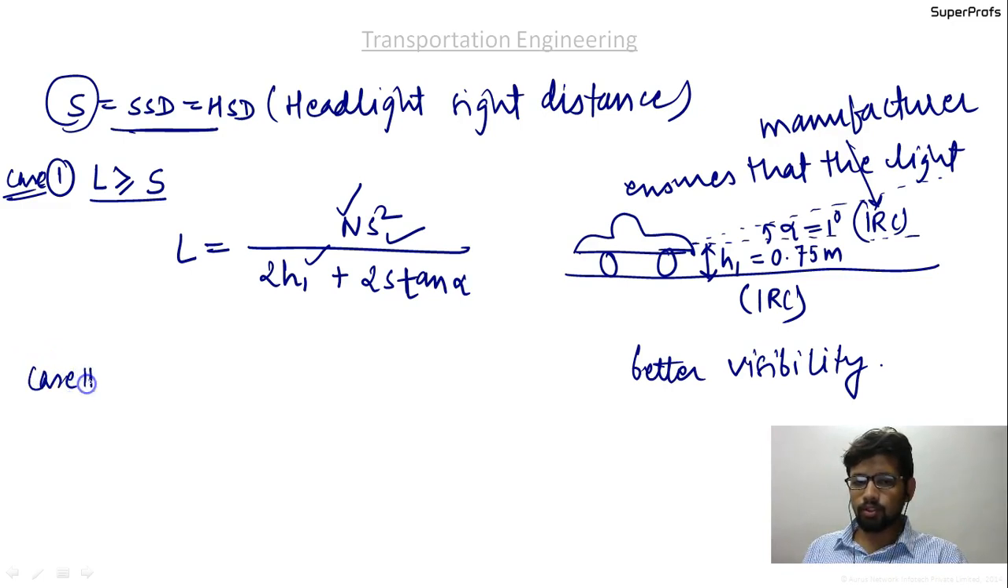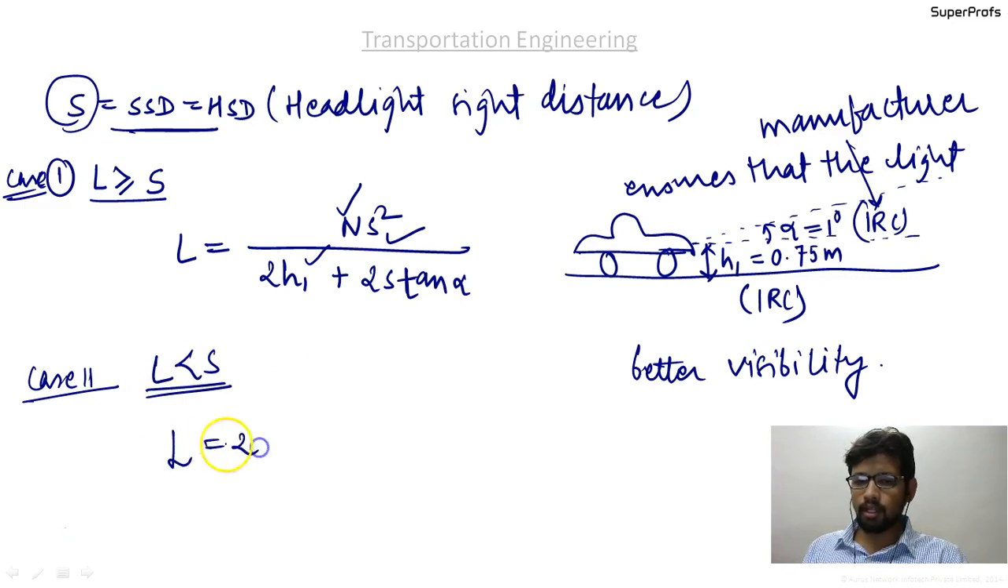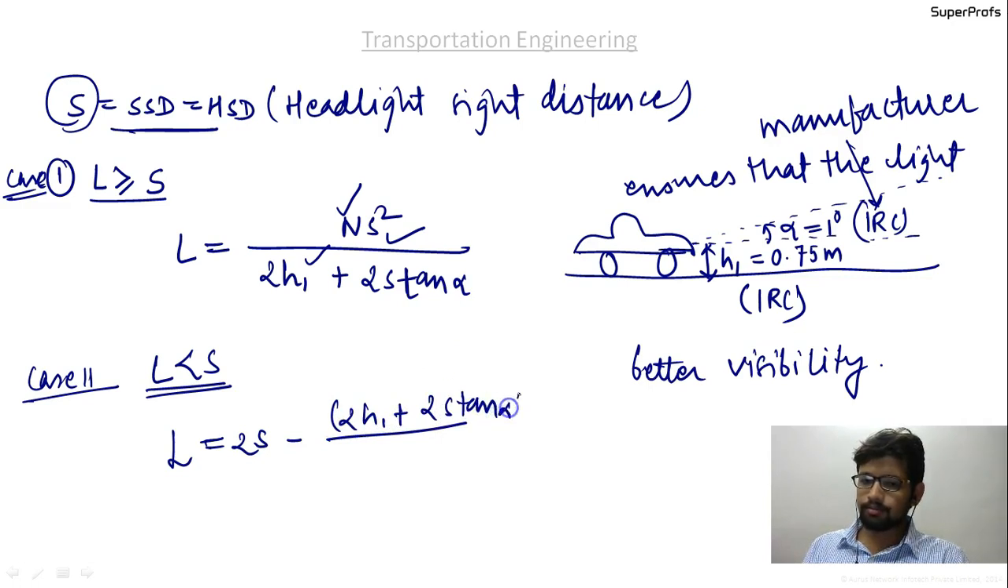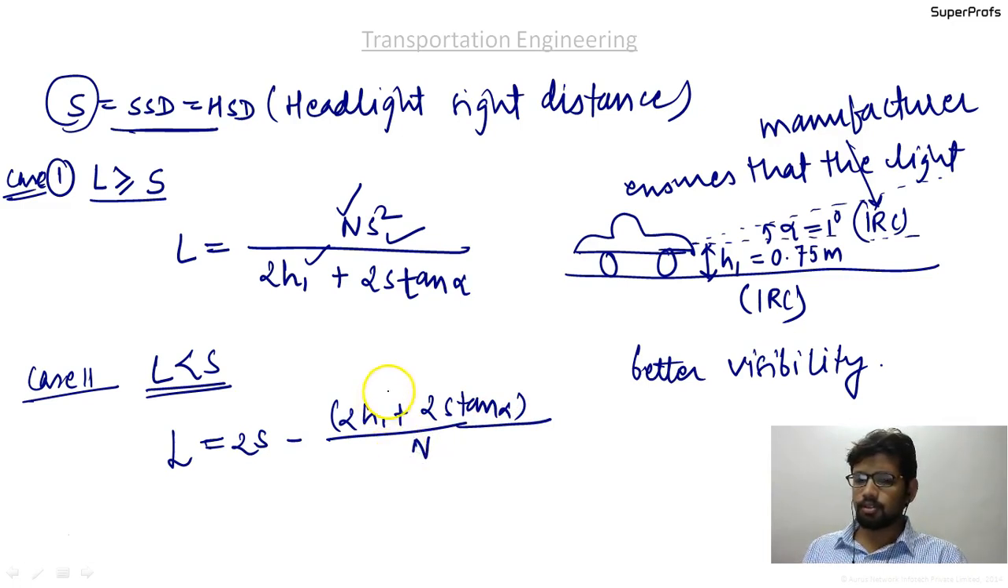And case 2 will be when the length of the valley curve is less than the sight distance. In this case the formula is given as L equal to twice of S minus (2 h1 plus 2S tan alpha) upon N. So these are the two formulae. You have to use the appropriate formula in the appropriate situation based on the relationship between the length of the curve and the sight distance.